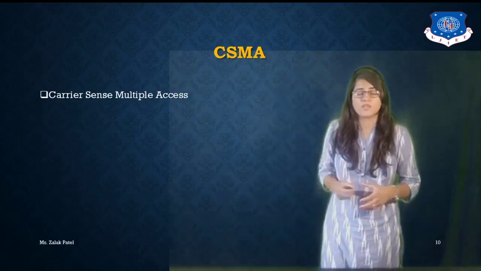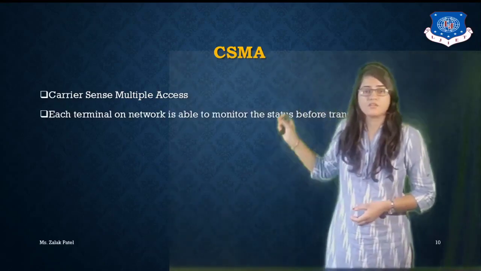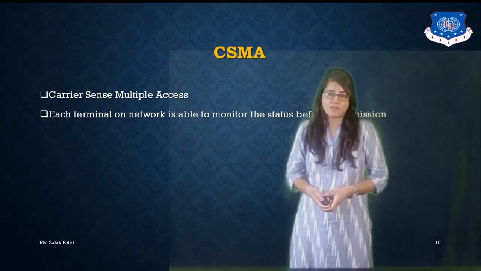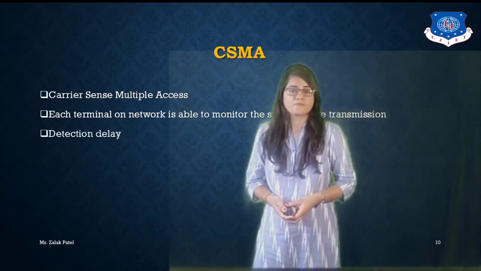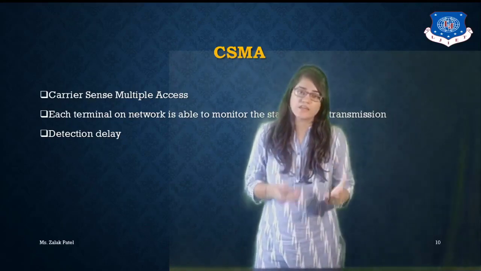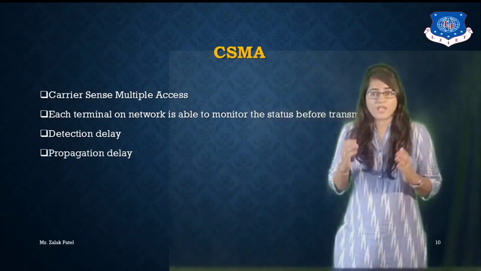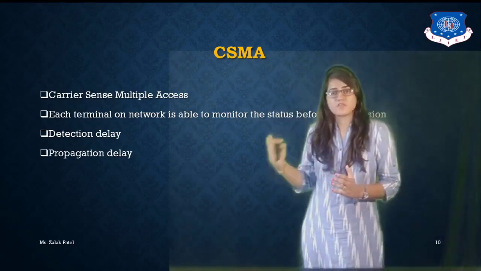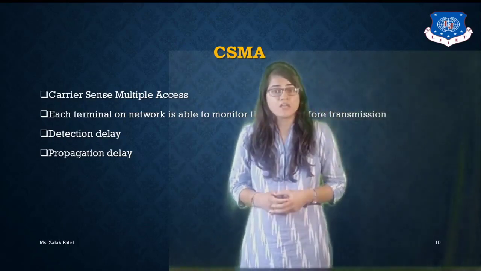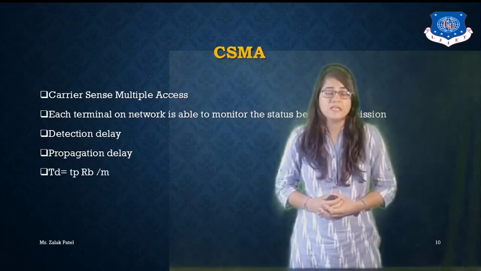Next is CSMA. CSMA means carrier sense multiple access. Each terminal on the network is able to monitor the status before it transmits. So here two types of delay are possible: detection delay and propagation delay. Detection delay is the time required when the packet is transmitted from the transmitter to the receiver, and it will be given as a function of TD and TP.